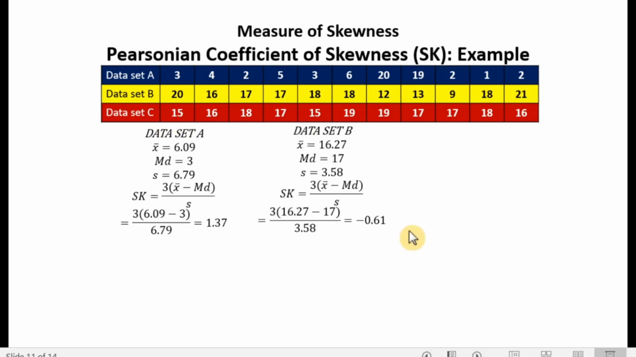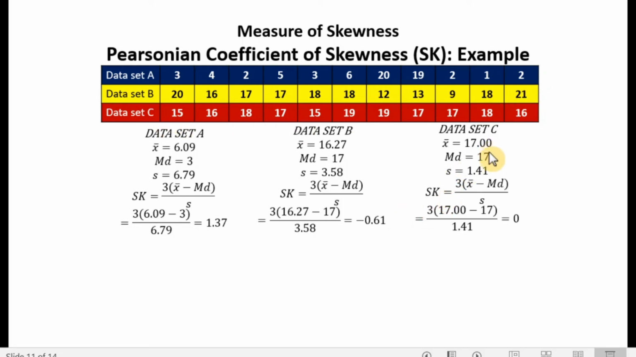For dataset C, the mean is 17, the median is 17, and the standard deviation is 1.41. If we substitute these values in our formula, the result would be 0. 0 is the value of Sk. Although I mentioned a while back that it's rare to see a dataset whose Sk is 0, this is because these are just hypothetical data.